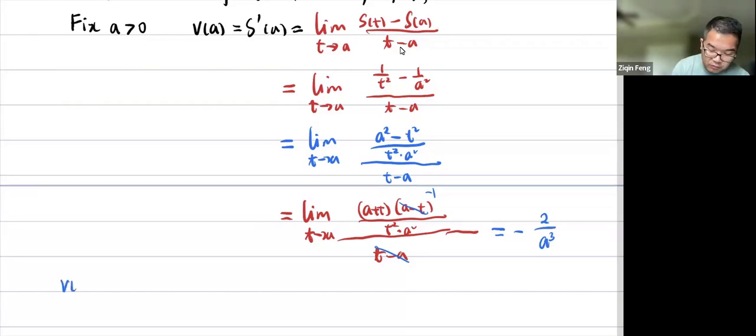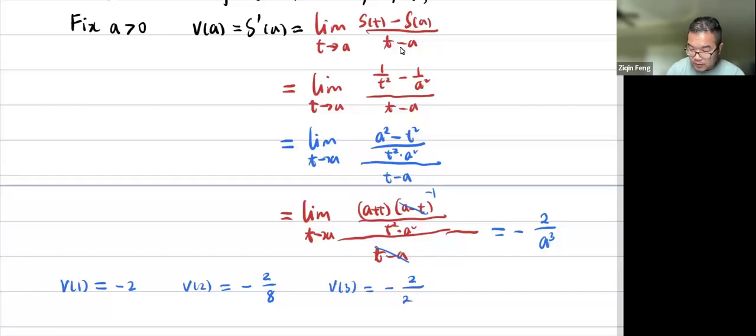So that's basically the velocity function in general. You can see that v of 1 is negative 2, v of 2 is negative 2 over 8, and v of 3 is negative 2 over 27. That's how we evaluate the velocity function if we know the displacement function. So that's a standard application of derivative in the area of physics. How do you handle the velocity problem?